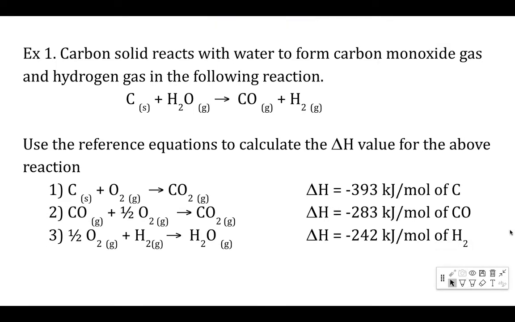All right, let's take a look at this first example for Hess's law. As I told you earlier, for these questions, you're always going to be given a target equation, and you have to figure out the delta H of this particular target equation. And you're also going to be given some reference equations. In this case, I'm given 3. And for the reference equations, I always know what the delta H values are going to be.